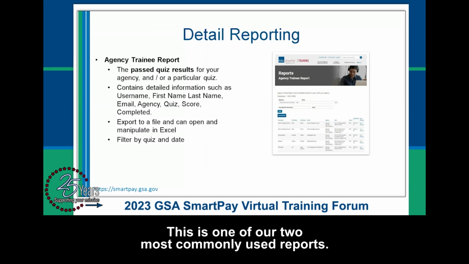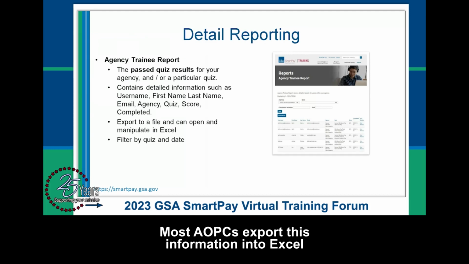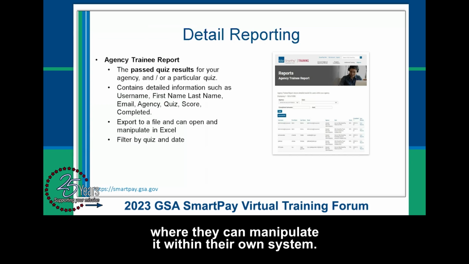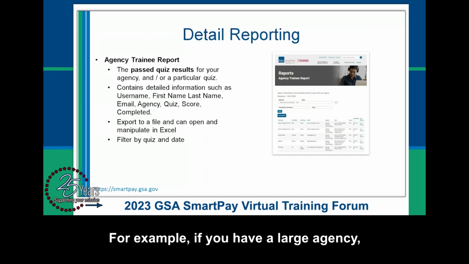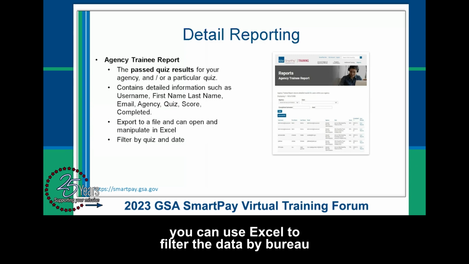This is one of our 2 most commonly used reports. Most AOPCs export this information into Excel where they can manipulate it within their own system. For example, if you have a large agency, you can use Excel to filter the data by bureau if the email address reflects the bureau name.